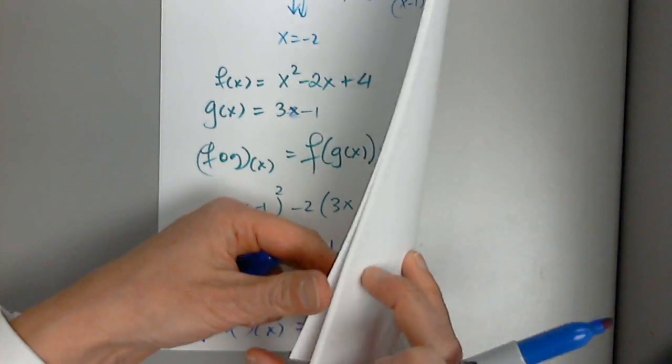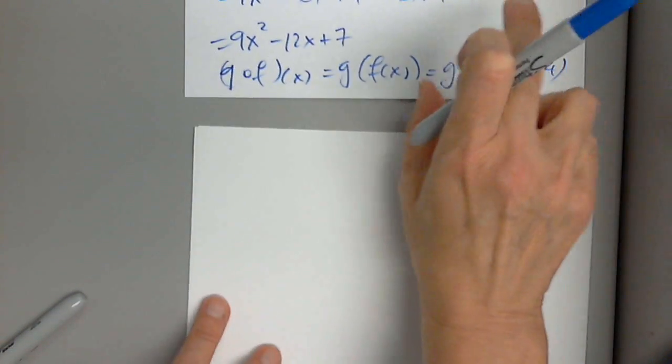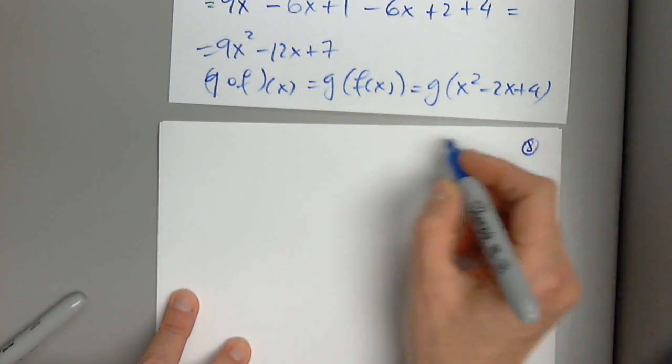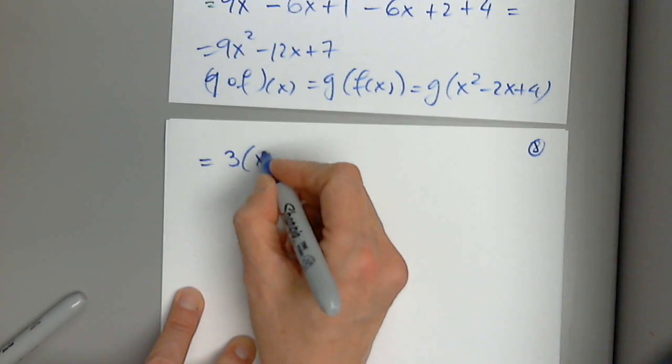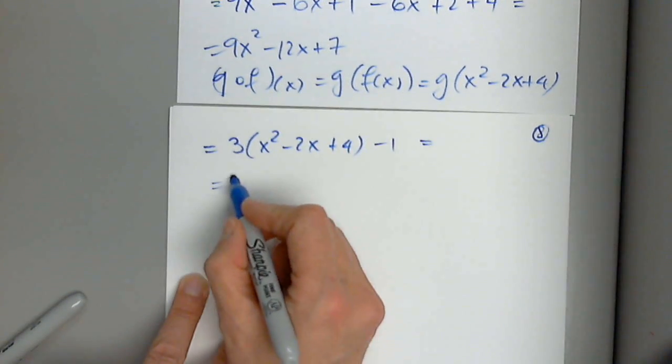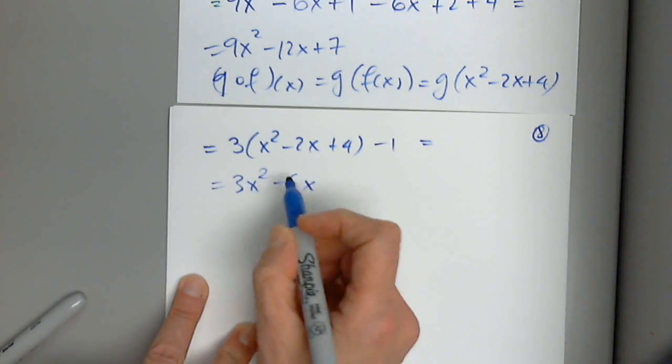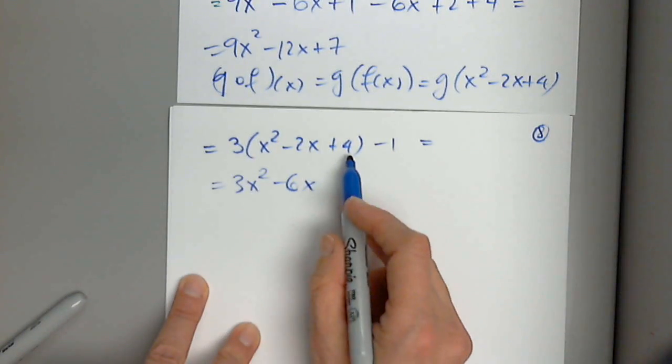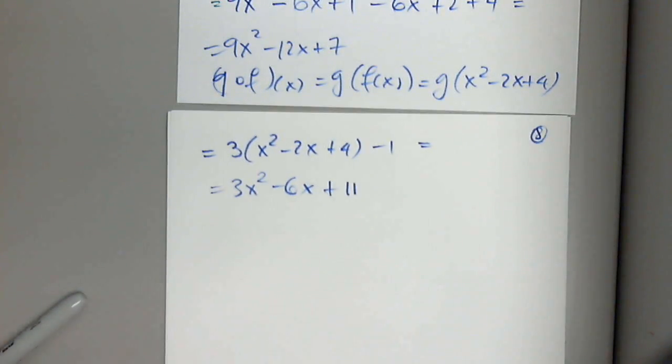Exactly. Very good. Awesome. Great job. So this is 3 times x squared minus 2x plus 4 minus 1. So 3x squared minus 6x plus 3 times 4 is 12 minus 1, plus 11. Good. Anything else?